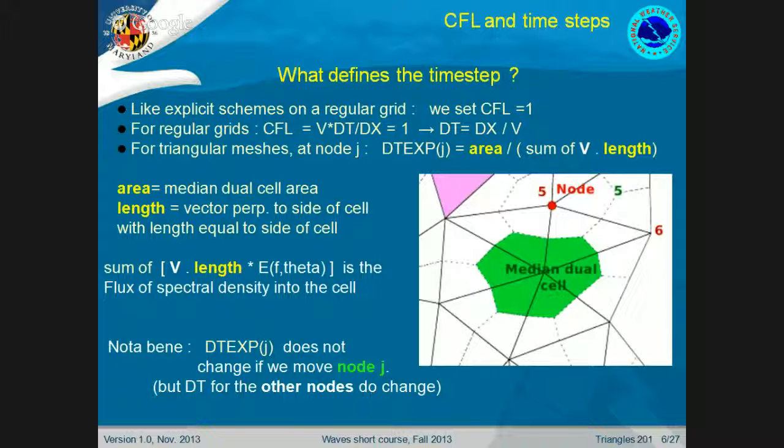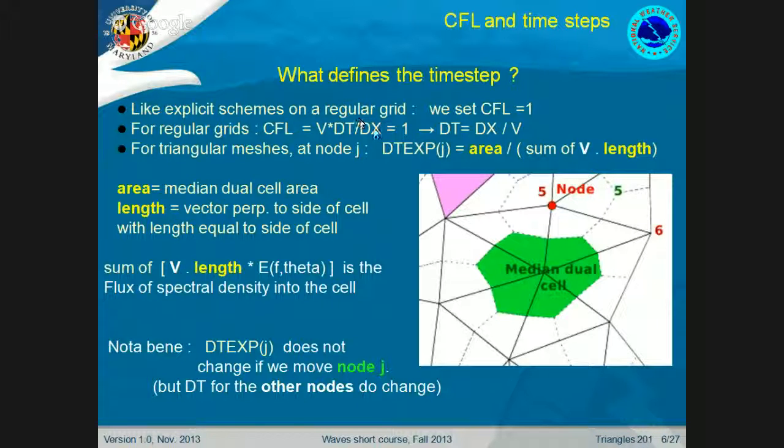And so the question is, what defines the time step on this mesh? For a regular grid, it's very simple. We have the CFL condition. And the CFL condition for a regular grid is just the velocity times the time step divided by the spatial step. If the CFL is equal to 1, it means that your information in your grid is making one jump over one cell in one time step. And in that case, the time step is dx divided by the velocity.